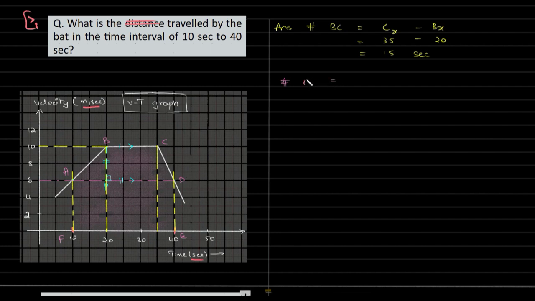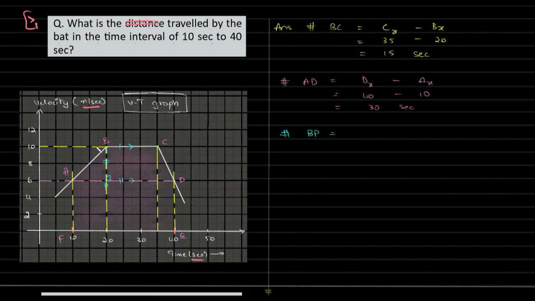We'll go in a systematic way. First, we'll find the parallel side's length and then the perpendicular length. AD is projection of D onto the x-axis minus A onto the x-axis, D and A. That is 40 minus 10, and this would be 30, and the unit is second. Whatever is the unit over here, all that you have to do is copy it onto the answer. That's it. Don't think too much. Just copy it. And then we'll find BP.